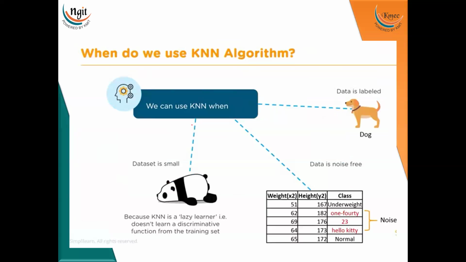Then, when can we use this KNN algorithm? We can use KNN only when data is labeled. This is the first point. Data should be labeled, then only we can use KNN.